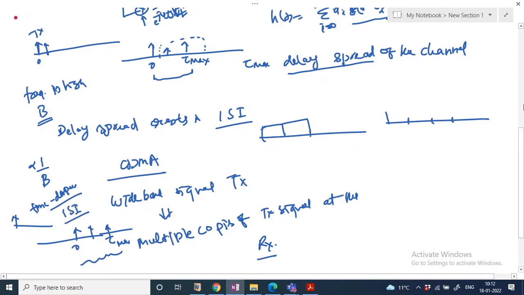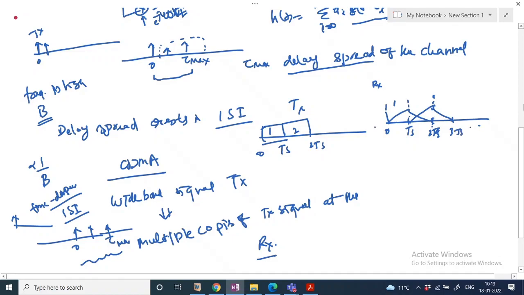What will happen? This is your first symbol, then it will spread out, and it will look like this. This is the time duration of the first symbol at the receiver. Then you transmit the second symbol, and it also spreads out due to delay spread. Due to the time dispersion, the transmitted symbol lasts only this duration, 0 to Ts. So here we have 0, Ts, 2Ts, 3Ts, and so on.